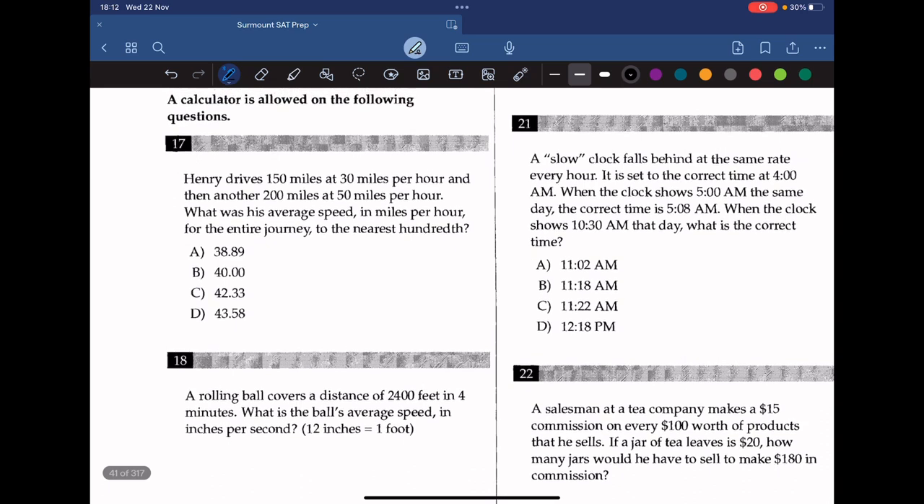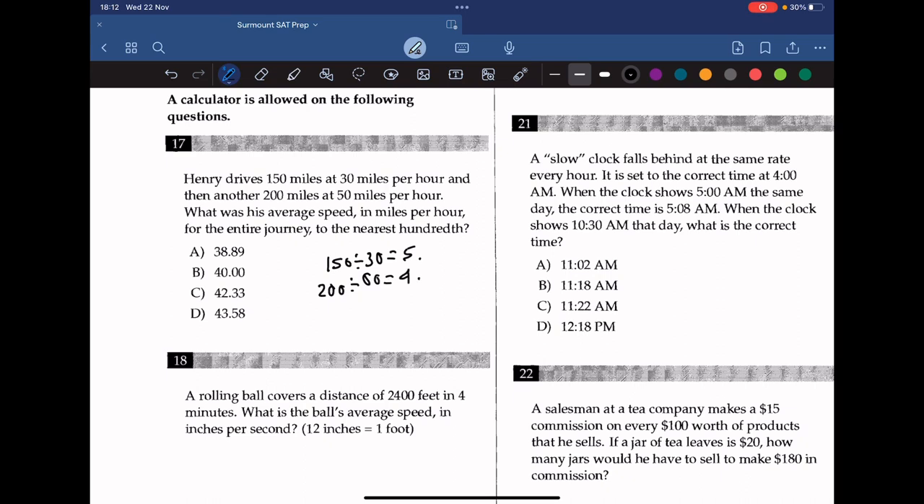Alright, Henry drives 150 miles at 30 miles per hour, then another 200 miles at 50 miles per hour. What was his average speed in miles per hour for the entire journey to the nearest hundredth? So the first 150 miles took 5 hours, right? Because it's 150 divided by 30. And the next one, 200 miles divided by 50, took 4 hours.